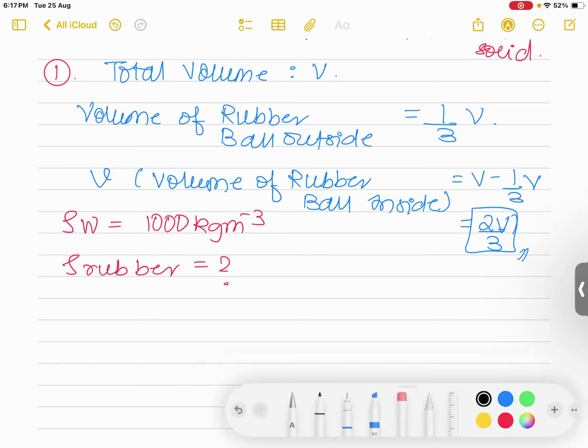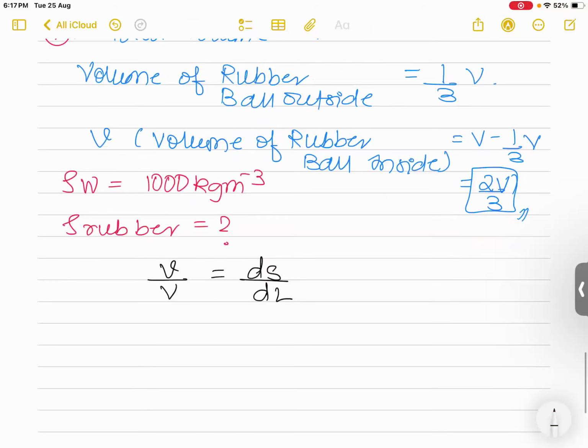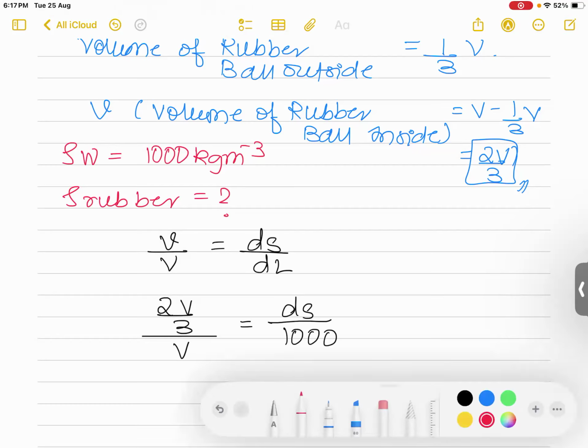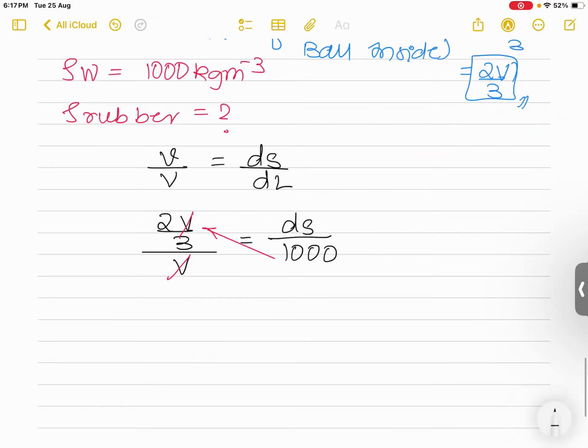So the formula is small v upon capital V is equal to density of solid upon density of liquid. Small v is given to me as 2V upon 3. Capital V is given to me as V. That's the total volume. Density of solid I'm supposed to find, and density of liquid is 1000. I can cancel this V and V. I can shift that 1000 to the opposite side. So I will be getting 2 into 1000, which is 2000, divided by 3, which is equal to density of solid.